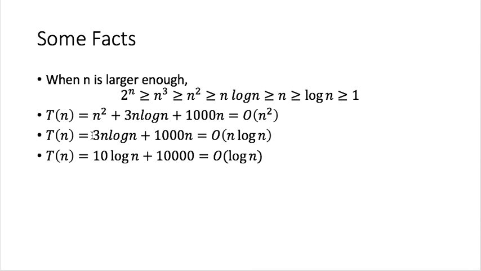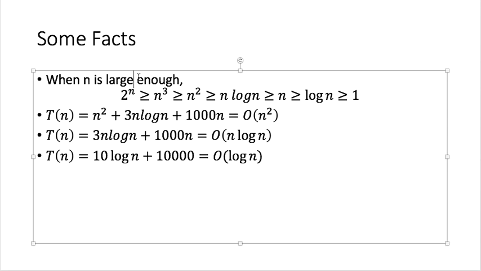Now the second example, 3n log n plus 1000n. In this case, n times log n is greater than n if n is big enough. So n times log n is always greater than or equal to n. In this case, we only pick the largest term, so this is big O of n times log n.